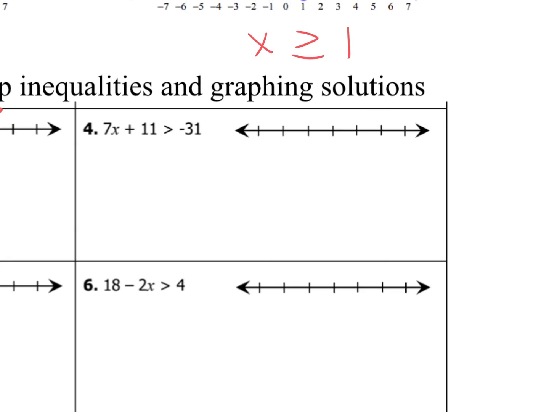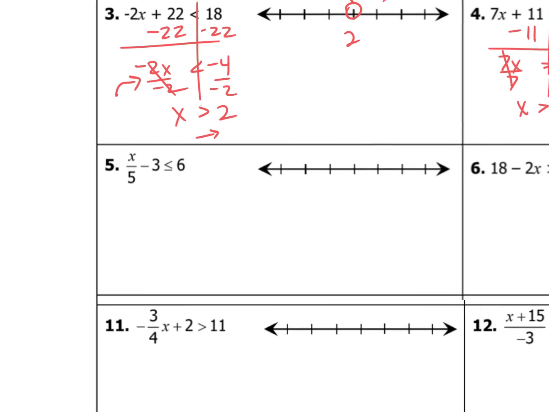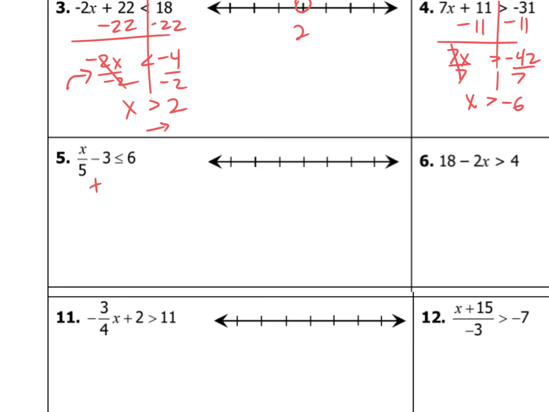Number 4, subtract 11. 7x is greater than -42. Divide by 7. X is greater than -6. Open dot, shaded to the right. Number 5, add 3. X divided by 5 is less than or equal to 9. And then since x is being divided by 5, I'm going to multiply by it. X is less than or equal to 45. So closed dot, shaded left.